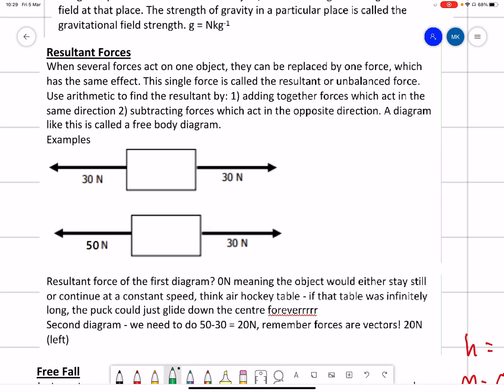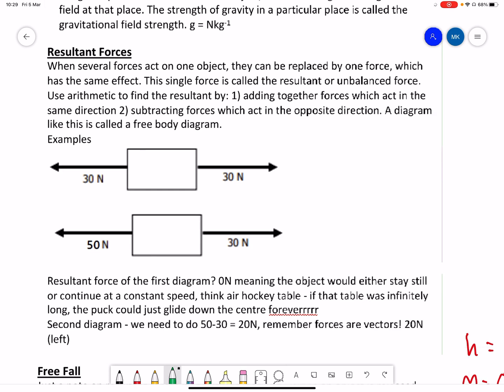Now let's talk about resultant forces. Let's say we have a box here. 30 newtons pointing to the left, 30 newtons pointing to the right. The resultant force is 0 newtons, so it's not going to move, it's going to stay at rest.